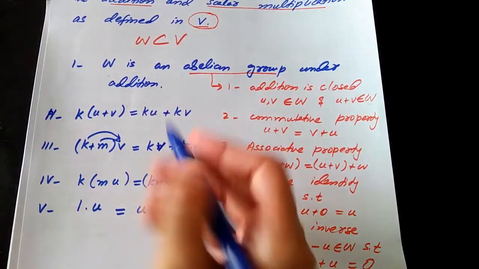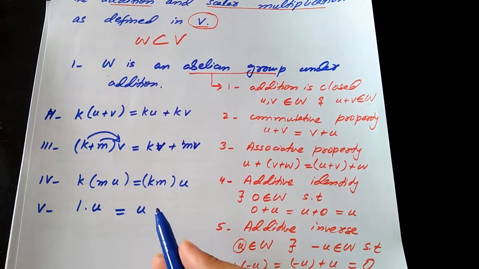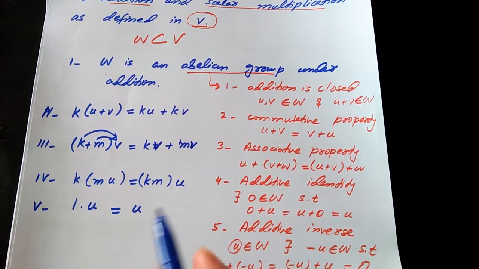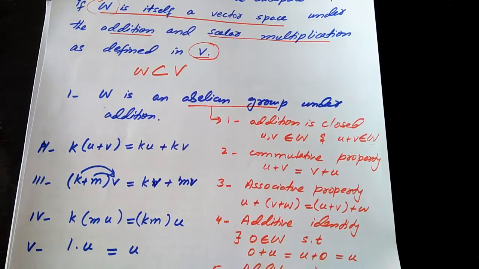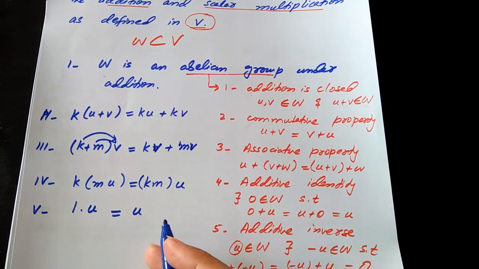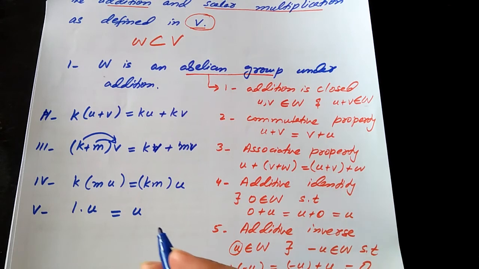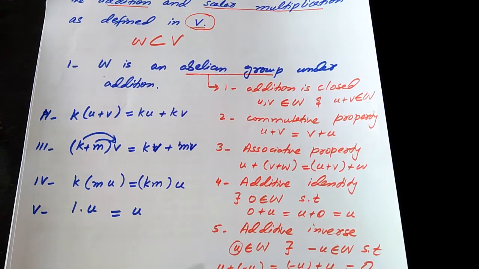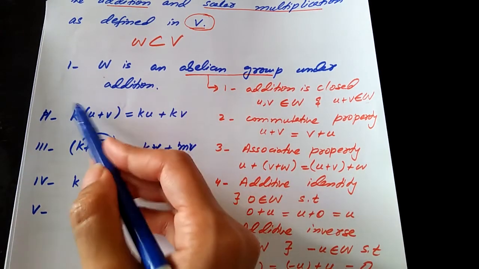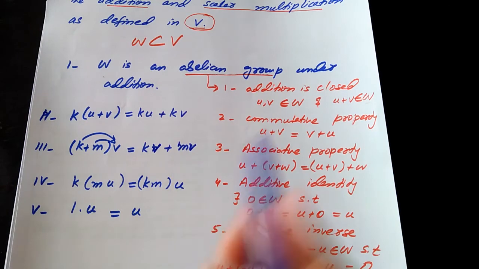And how can you prove all these axioms? This method is given in a video for vector space. You can consult the video named vector space. You can see the example that I have solved in that video for the vector space. Follow that method and you can solve all these axioms by following that video.